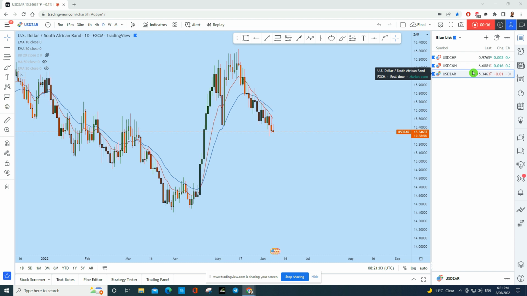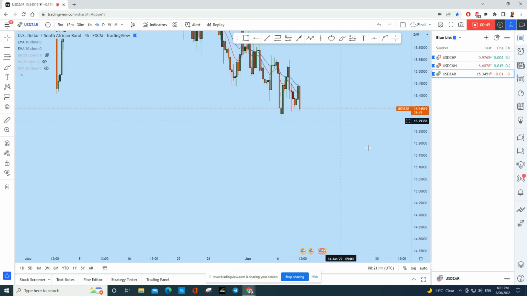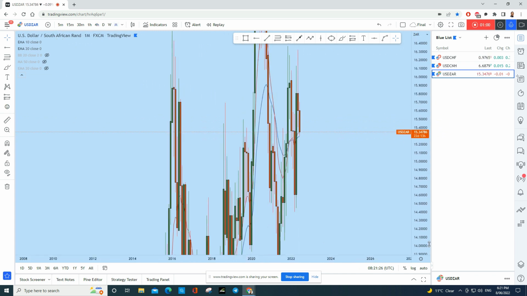So we'll be starting with USD ZAR, and then we'll jump on to USD CNH, and finally we'll look at USD CHF. Now USD ZAR, as you can see, the current time frame is the 4 hour time frame, and we see a significant trading opportunity in this time frame. Before we discuss what it is, let's quickly look at the multi time frame analysis, and then we'll come back to this time frame again to see how we can trade this instrument, starting with the monthly time frame.